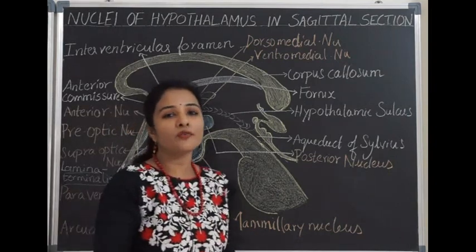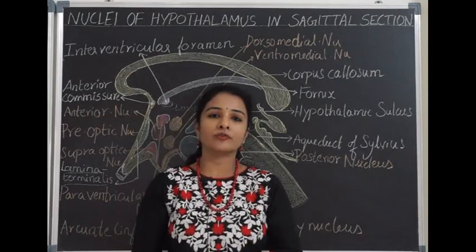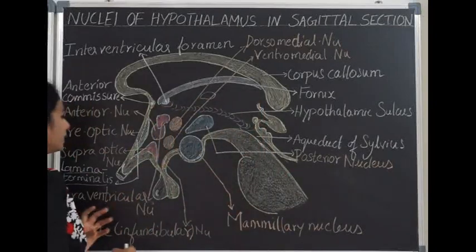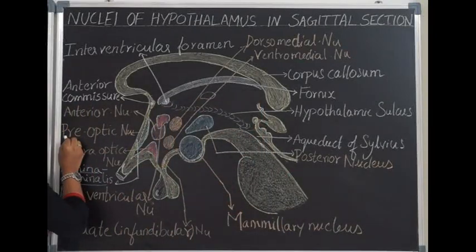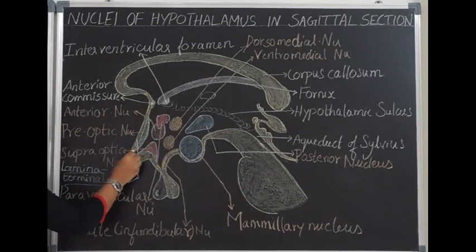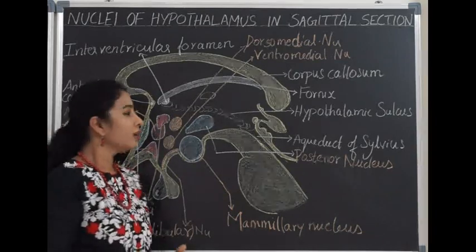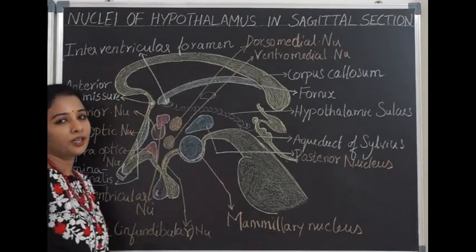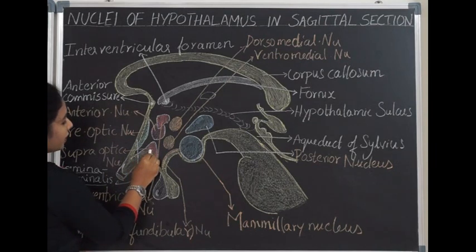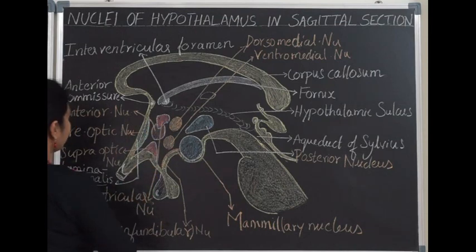Let's see the nuclei of the hypothalamus. The hypothalamus consists of several small collections of grey matter which are called nuclei, and in these regions we can name the nucleus. The first nucleus here is the preoptic nucleus. The preoptic nucleus and preoptic region are actually present morphologically in the Diencephalon, but functionally it is related to the hypothalamus. The next is the supraoptic nucleus. The supraoptic nucleus is present above the optic chiasma. There are 3 nuclei in the supraoptic region.